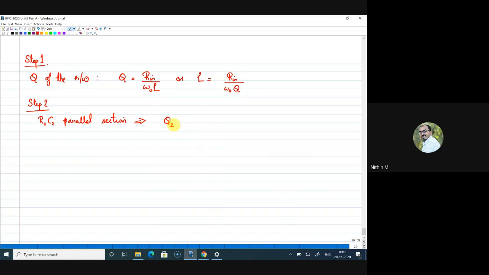Can I get a response in the chat box just to make sure that you guys are there? So what will be the Q factor of the R2 C2 parallel section?